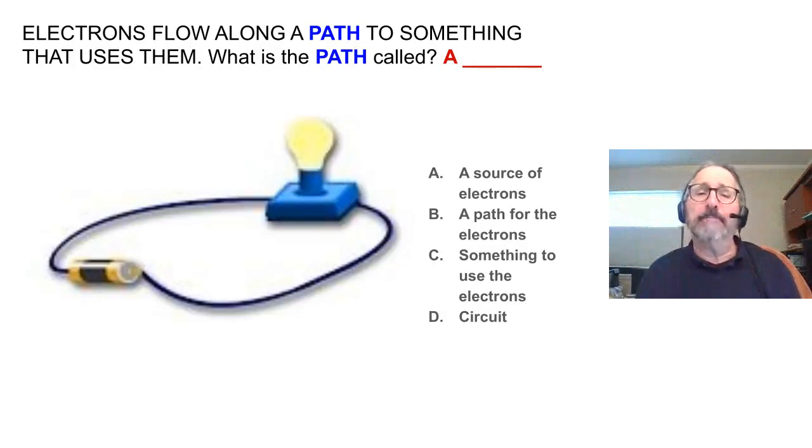Radio, okay? So electrons flow along a path, and this path is called what? A source of electrons, a path of electrons, something to use the electrons, or a circuit. So it's a short word. That means that it goes in a path like a circle, like a racetrack. Horses or speed, or Daytona 500.